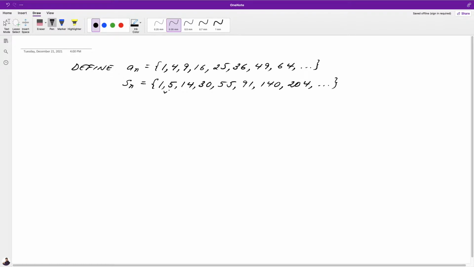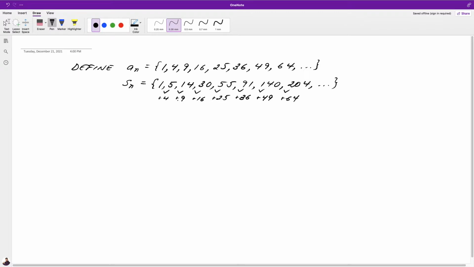So clearly we are going to add 4 here. We're going to add 9 here. 16, 25, 36, 49, and 64. So we don't have a constant first difference. It would be kind of surprising if we did. We know this is not a linear growth pattern.